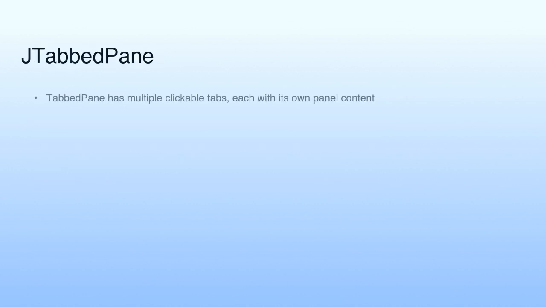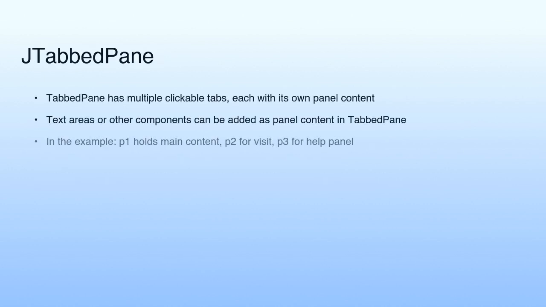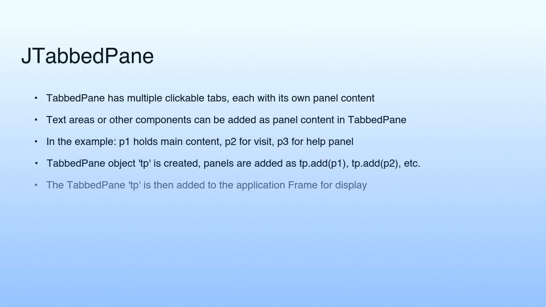Tabbed pane has multiple clickable tabs, each with its own panel content. In the example, P1 holds the main content, P2 is for the visit panel, and P3 is for the help panel. A tabbed pane object TP is created, and the panels are added using tp.add(p1), tp.add(p2), and so on. The tabbed pane TP is then added to the application frame for display.